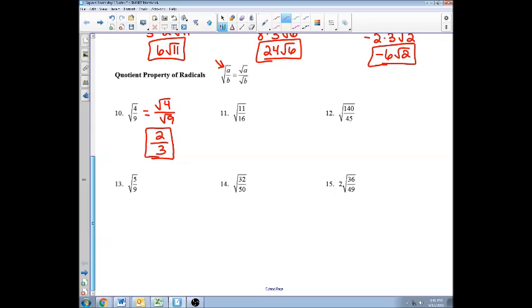Okay, on to number 11. I have a fraction under the square root. I can rewrite that as the square root of 11 over the square root of 16.